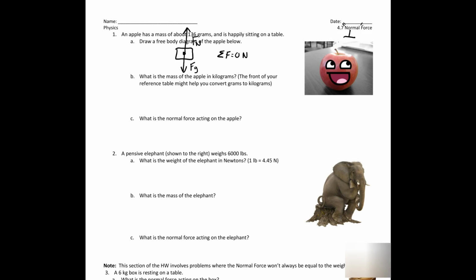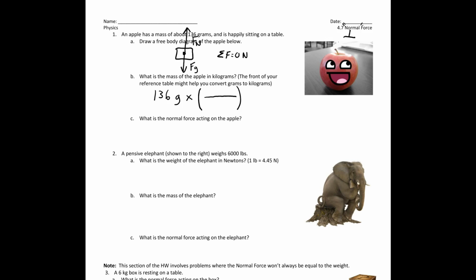B. What is the mass of the apple in kilograms? And it says the front of your reference table might help you convert grams to kilograms. So they tell you the mass is 136 grams. You look at the front of your reference table to find the conversion factor. So when you're converting, it's helpful to set up a conversion factor. It's the same process every time. Because how do you know if you have to multiply or divide?